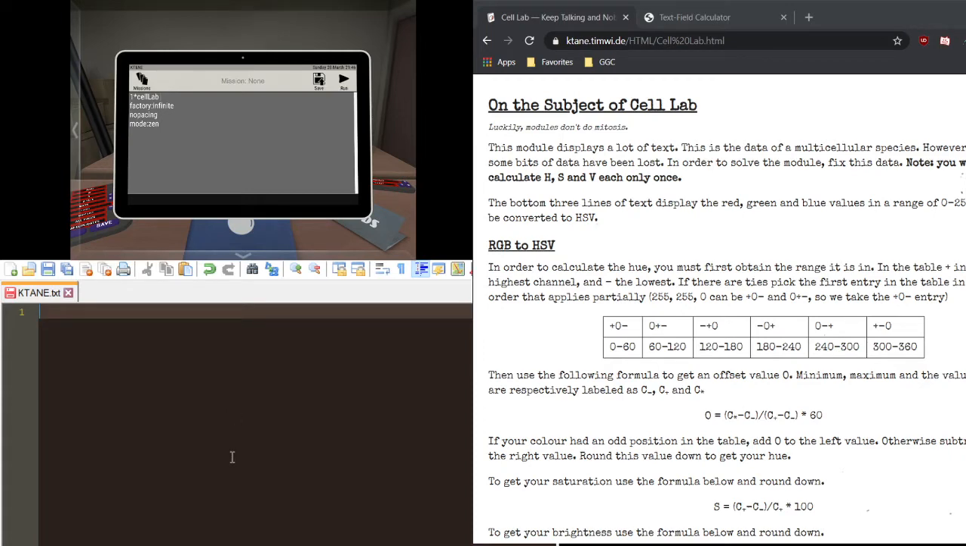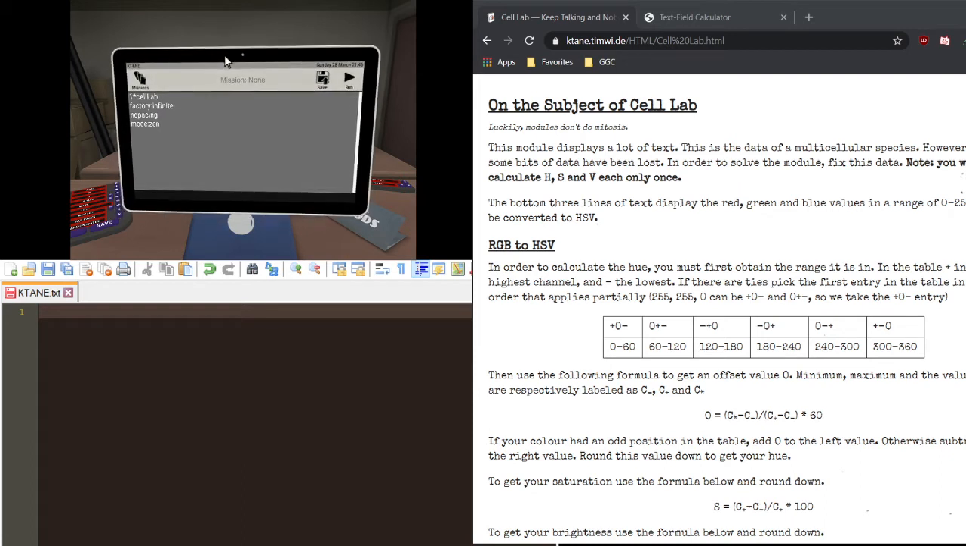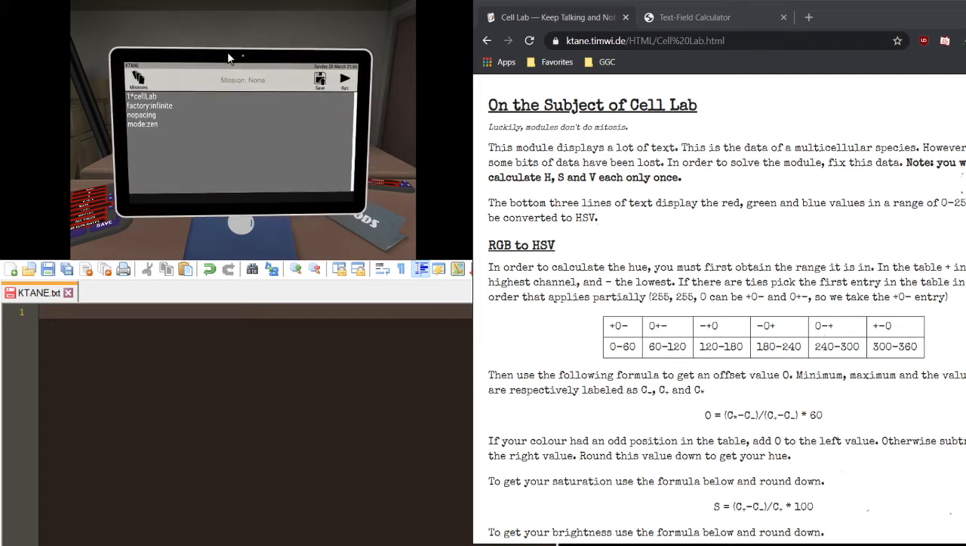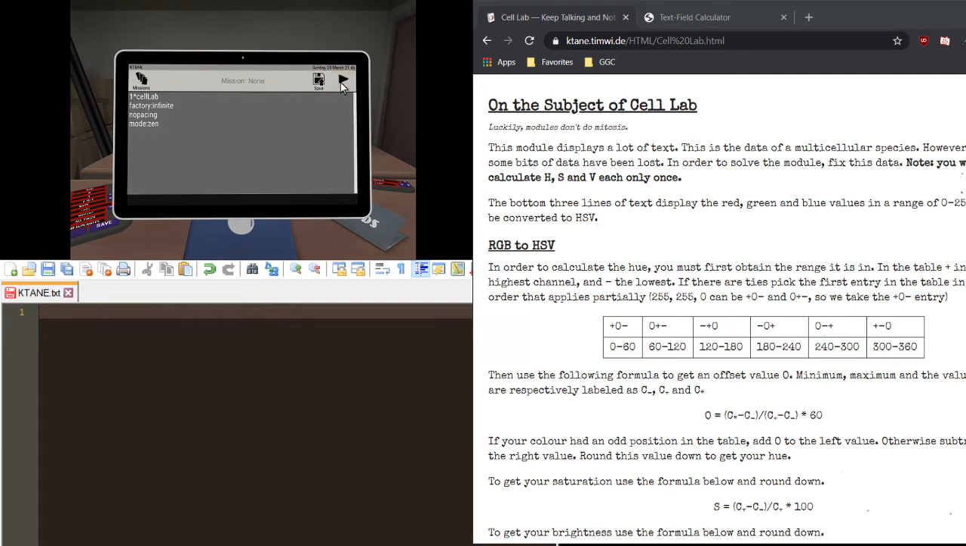Today I am here with the module Cell Lab, which looks incredibly daunting. There's a lot of text on the screen, and a lot of it's really hard to understand. In this tutorial, I'm going to help you understand what the text means and what you need to do to solve Cell Lab. Let's go ahead and get started.